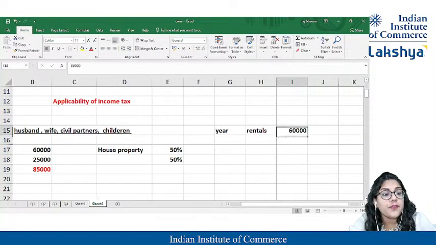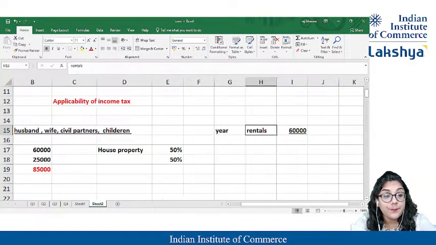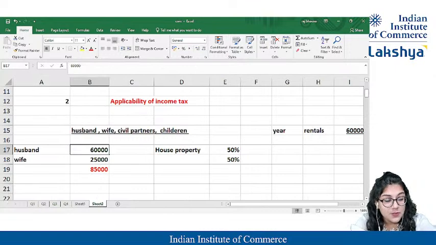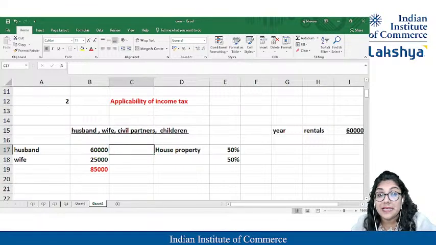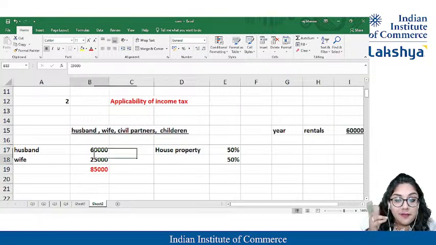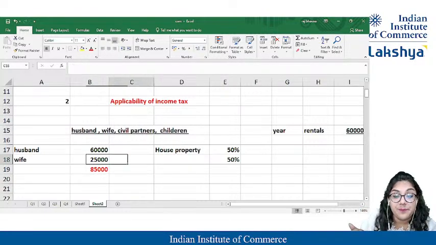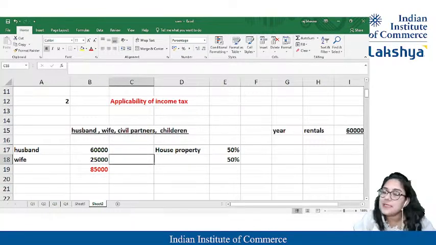For example, every year, if I'm getting rentals of about, let's say, 60,000, what do you think? Where should I bifurcate that income? Should I allot this 60,000 as income to the husband? No, ma'am, if you add the whole 60,000 to the husband, his total income will be 120, so maybe he has to pay more tax. Can we add it to the wife's income, which is in any case less, ma'am? Let me add it over here only. Can I do so? Actually, students, it's not allowed.